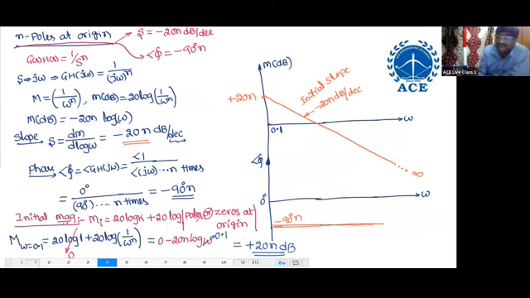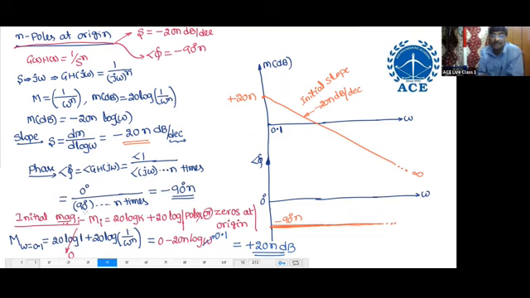It is a constant phase angle. Yes or no? It is a constant. Phase angle is a constant of minus 90n. It moves with the phase of minus 90n. It may be at 0.1, it may be at 10, it may be at 1000, minus 90n only.